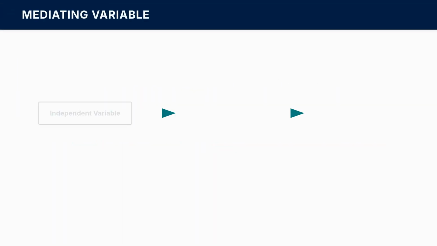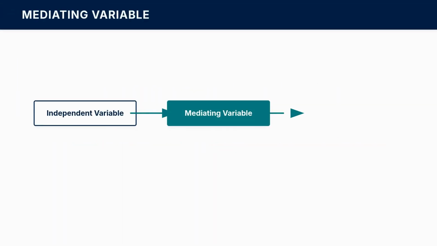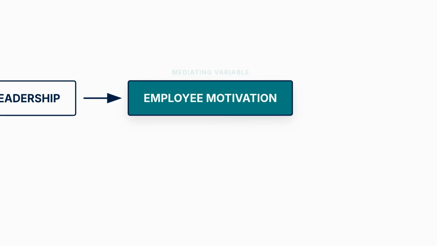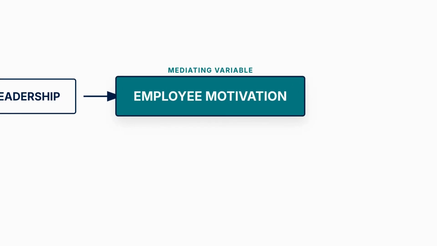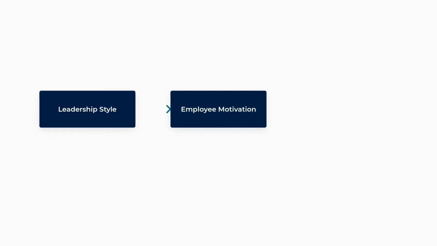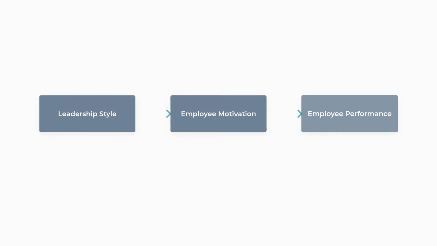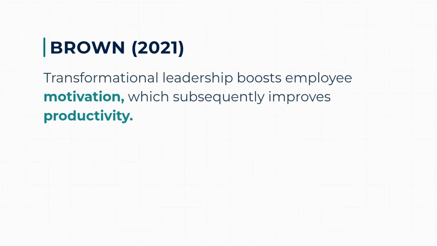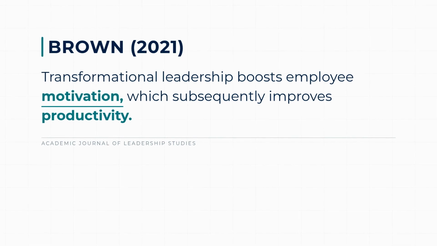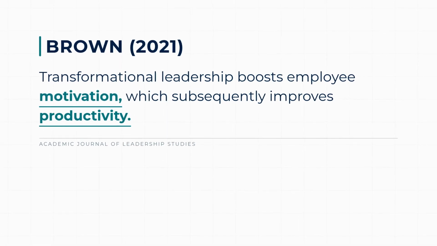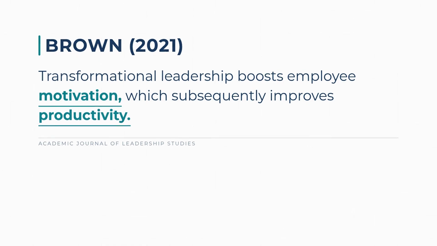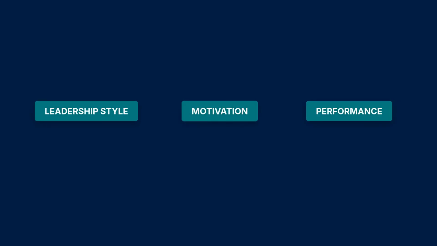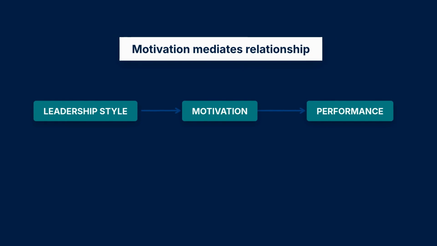A mediating variable explains how or why the independent variable affects the dependent variable. It acts as a bridge between the two. For example, in the leadership and employee performance study, employee motivation could be a mediating variable. If the literature suggests that leadership style improves motivation, which then enhances performance, you might find statements like, Brown, 2021, demonstrated that transformational leadership boosts employee motivation, which subsequently improves productivity. This indicates that motivation mediates the relationship between leadership style and performance.